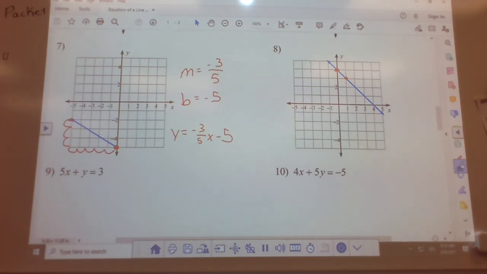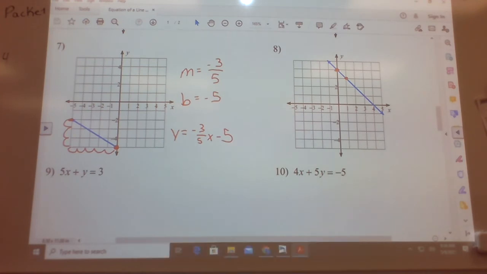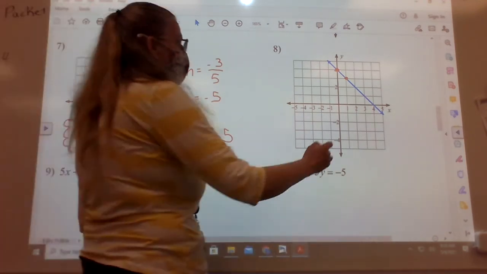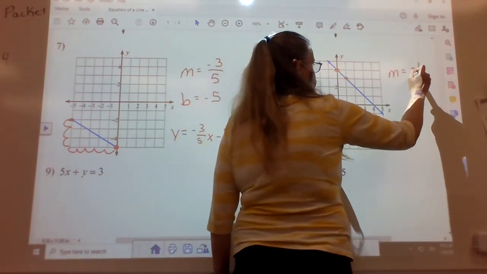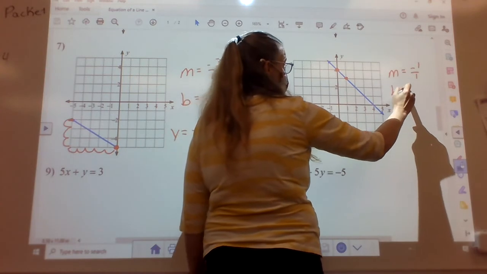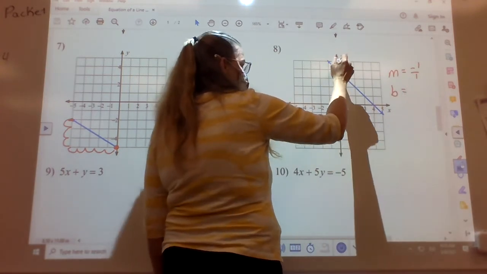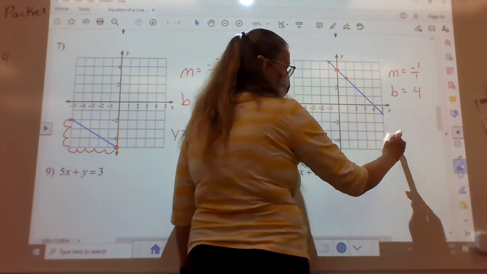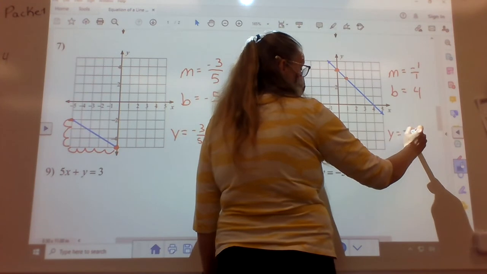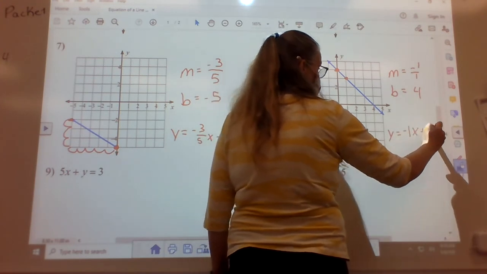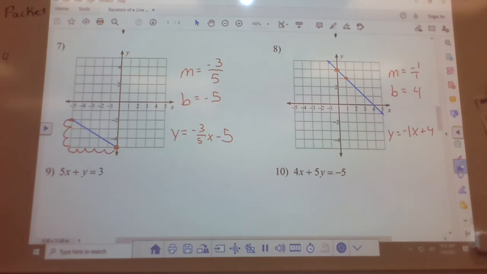So what's the slope? Don't forget it's a negative 1. It's down 1 over 1, so it's negative 1 over 1, which is just negative 1. On the y line, 4. Y equals negative x plus 4. You don't need the 1, but you can put it. Because don't forget, if there's nothing in front of the x, it's a 1. If there's nothing in front of the x, you can put a 1.